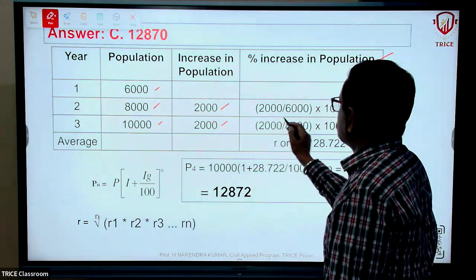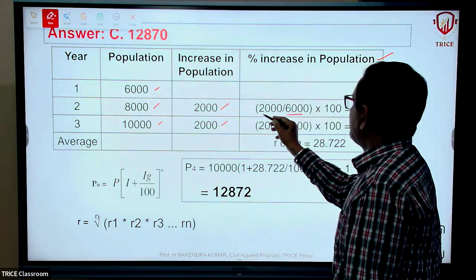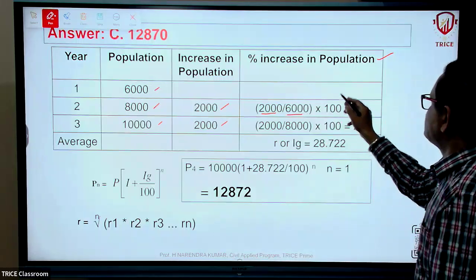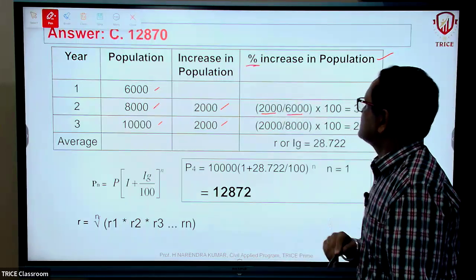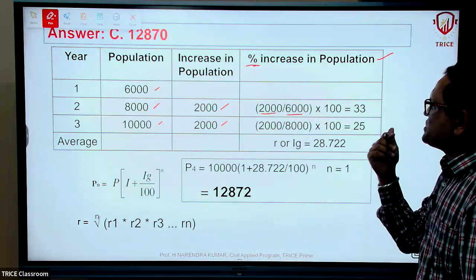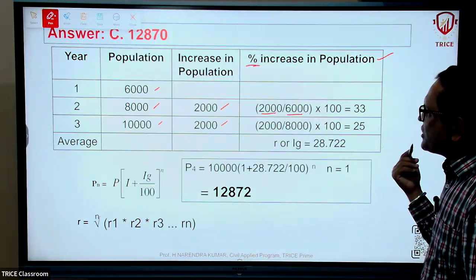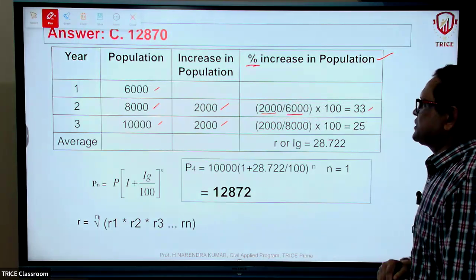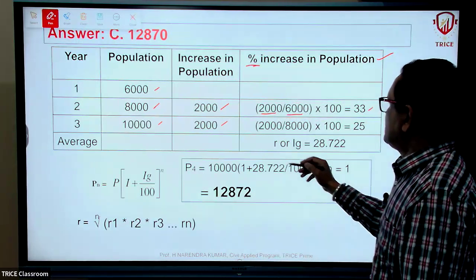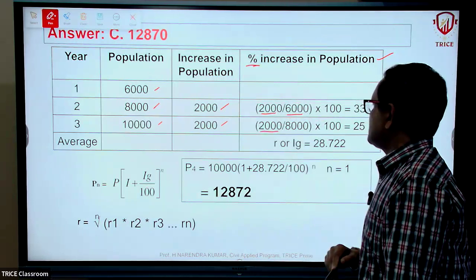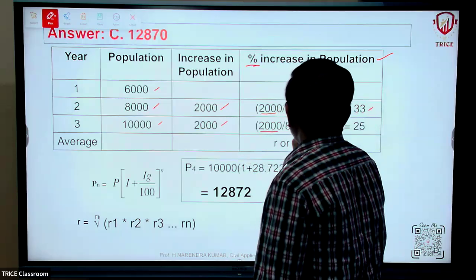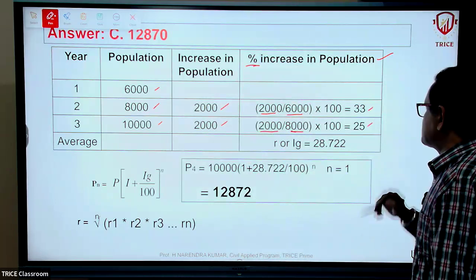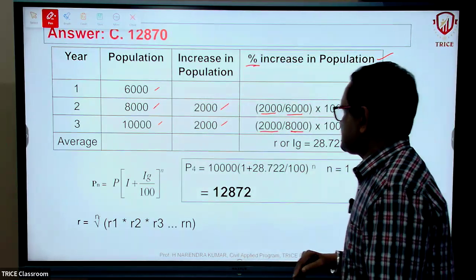In the first year it was 6,000. Increase in the population is 2,000. So 2,000 divided by 6,000 multiplied by 100, because we are calculating percentage. There is an increase of 2,000 for a population of 6,000. So what is the percentage? 33%. Similarly for the next year, once again there is an increase of 2,000. What was the population? 8,000. So multiply by 100. What is the percentage? 25%. So we need to calculate what is called the average value.